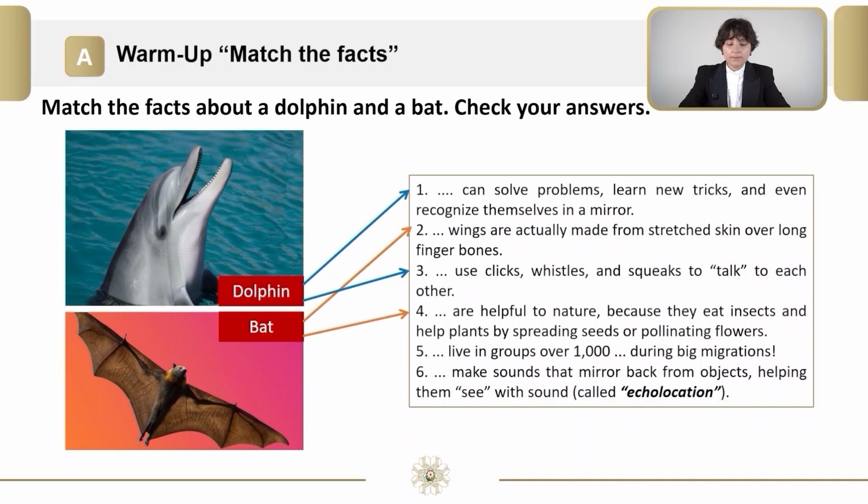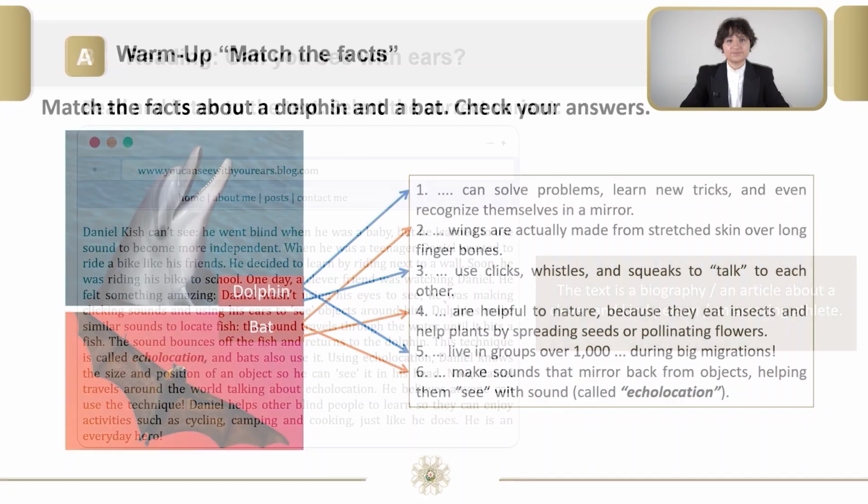The fourth, bats. Bats are helpful to nature because they eat insects and help plants by spreading seeds or pollinating flowers. The fifth is about dolphin. Dolphin lives in groups over 1,000 dolphins during big migrations. And the last one is bat. Bat makes sounds that mirror back from objects, helping them see with sound. We call it echolocation. Well done.